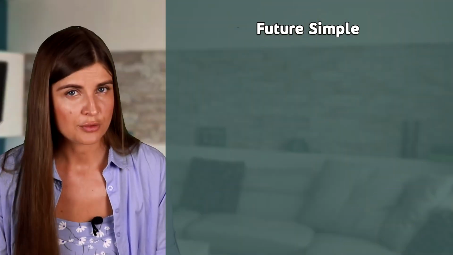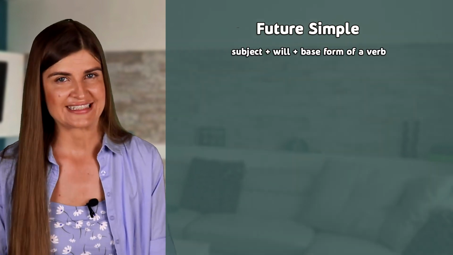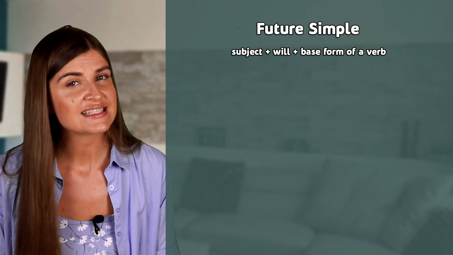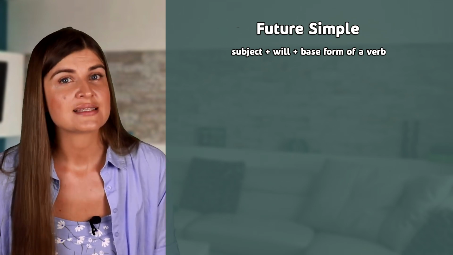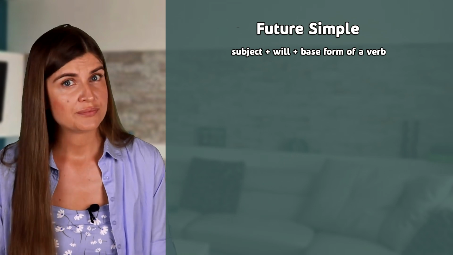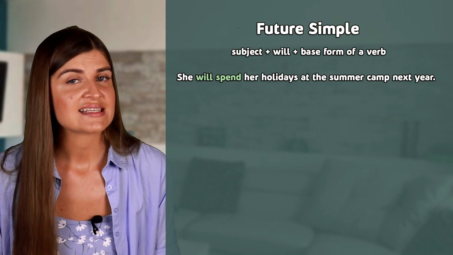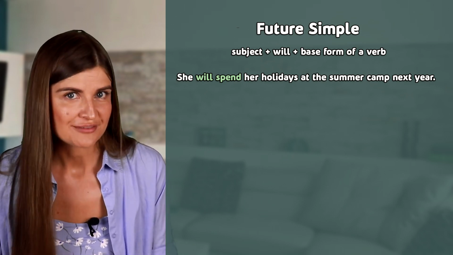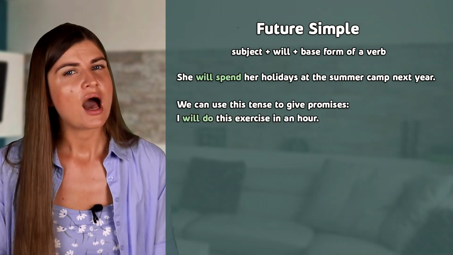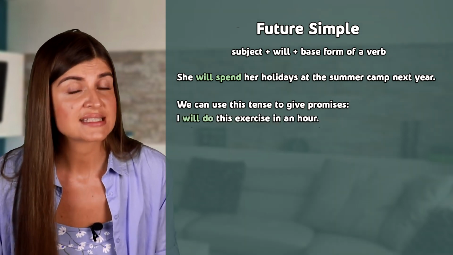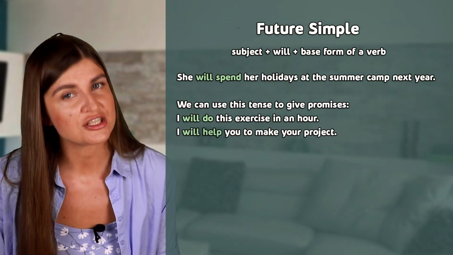The future simple is a very simple way to talk about future events. The structure of this tense is the subject plus will plus base form of a verb. For example, she will spend her holidays at the summer camp next year. We can use this tense to give promises. I will do this exercise in an hour. Or I will help you to make your project.